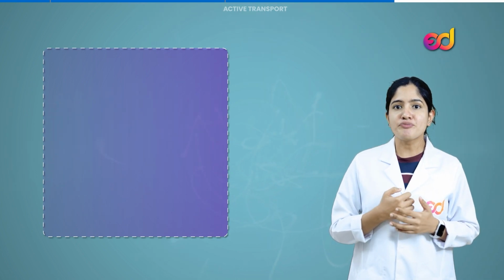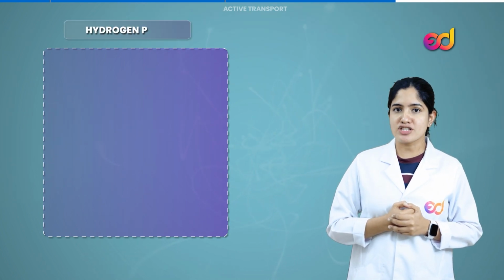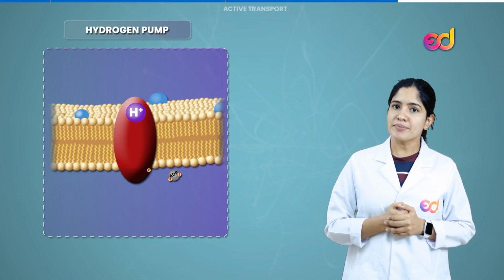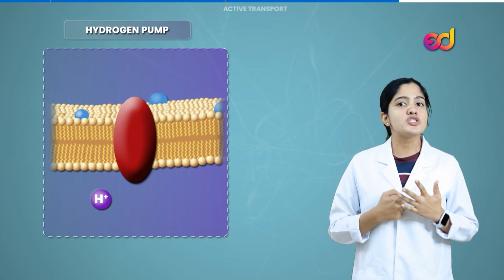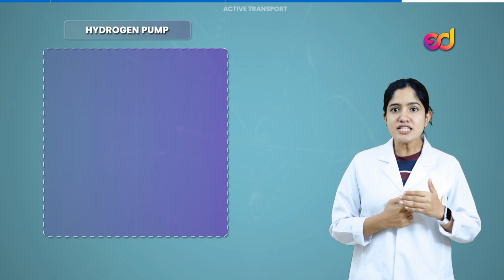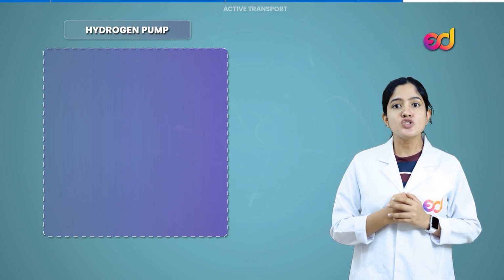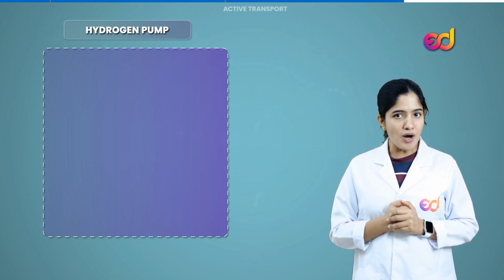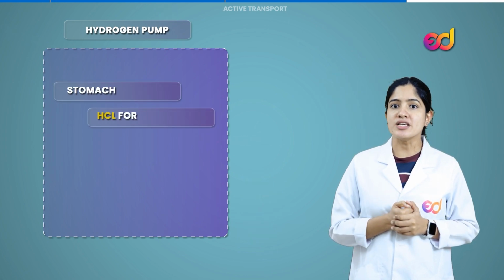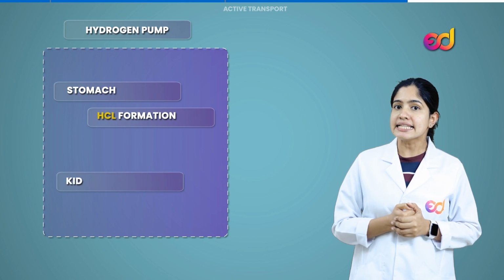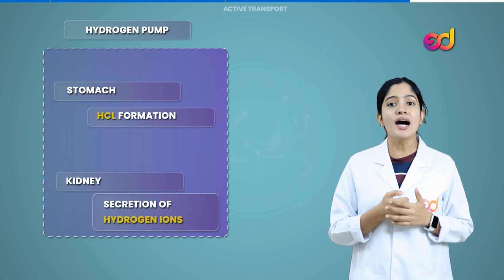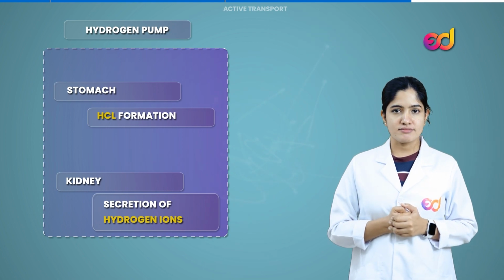Another example of primary transport is the hydrogen pump that helps in the transport of hydrogen ions across the membrane. Here also, the source of energy is ATP. And these pumps are mainly seen in two different organs of our body. One is the stomach, involved in HCl formation. Another one is the kidney, involved in the secretion of hydrogen ions from the blood into the urine.